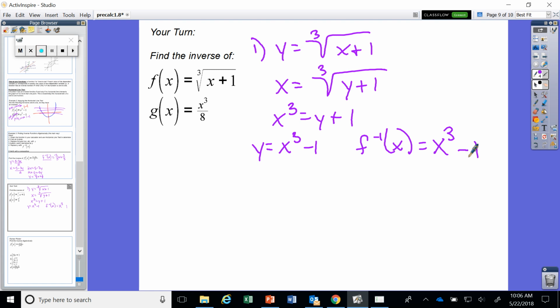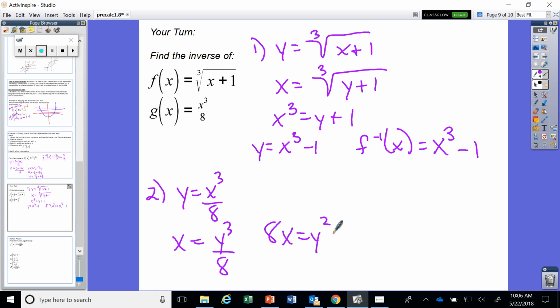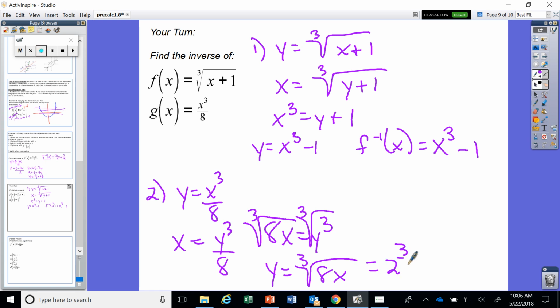All right. So what about going for g? Now for number 2. Once again, y equals x cubed over 8. We want to swap out x and y and resolve for y. Multiplying, we get 8x equals y cubed. Cube root both sides. We see that y is equal to the cube root of 8x. Okay? And because we know that the cube root of 8 is 2, you may see this simplified down to 2 times the cube root of x. We can go ahead and write that as an inverse as well.